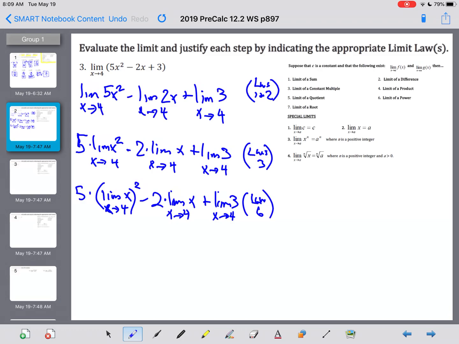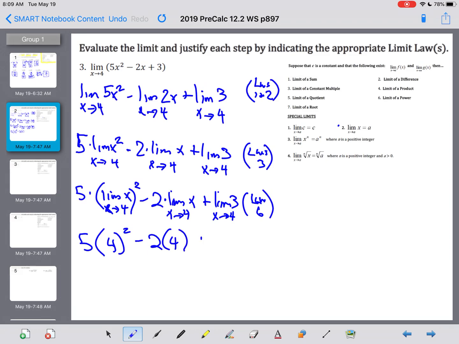And then now I can do some direct substitution using special limits here. So I'm going to go ahead here. I'm going to get 5 times the limit of x will just be 4 squared using the special limit number 2. Likewise here.